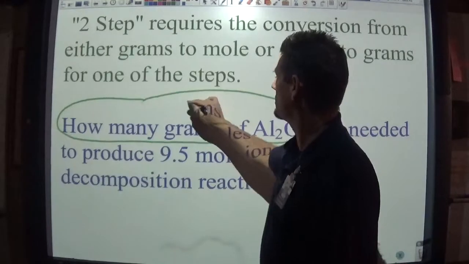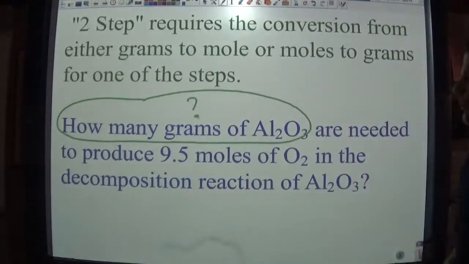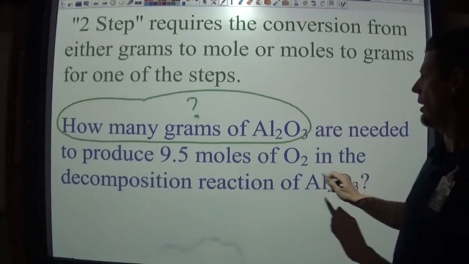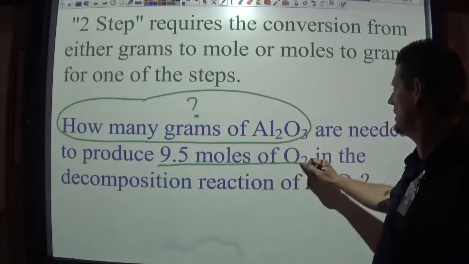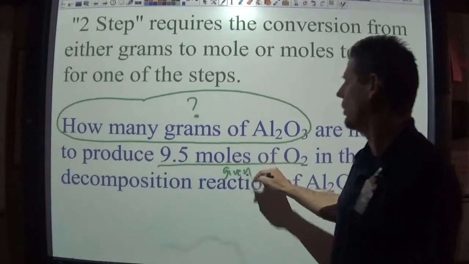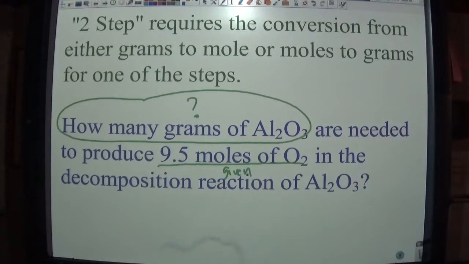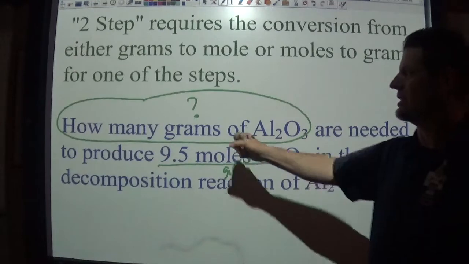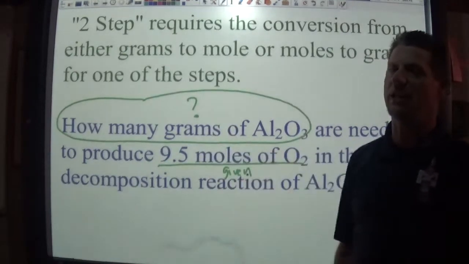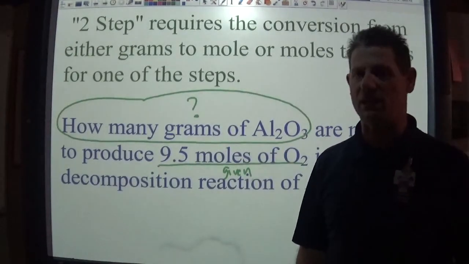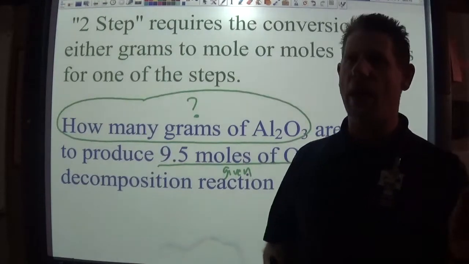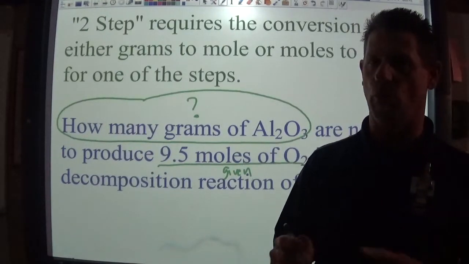How many grams? This is our unknown. And what we know, what is given, is 9.5 moles of oxygen. It's the same reaction that we just did, but now we're going to look at it from a different standpoint, because instead of moles, now we have grams, which is why in the last unit it was so important to know how to convert between grams and moles and moles to grams.